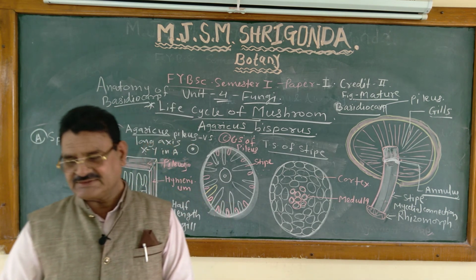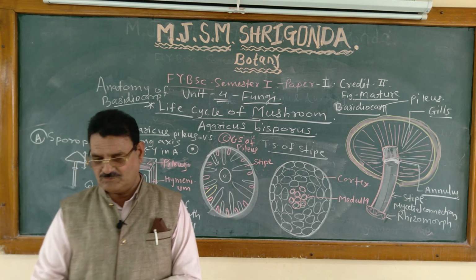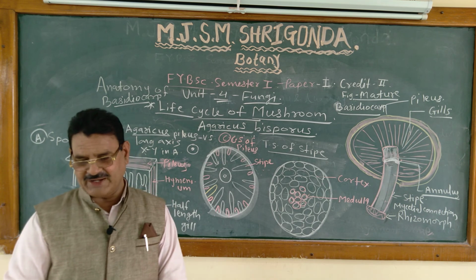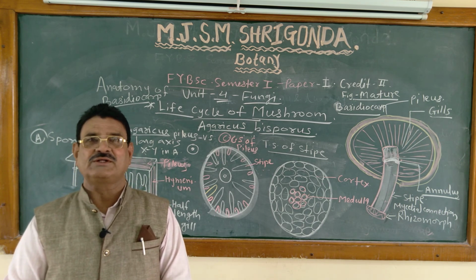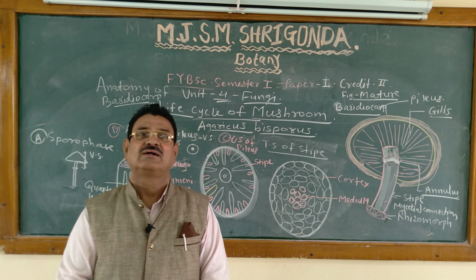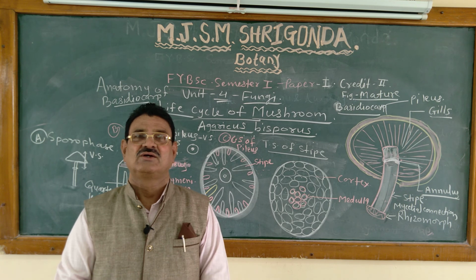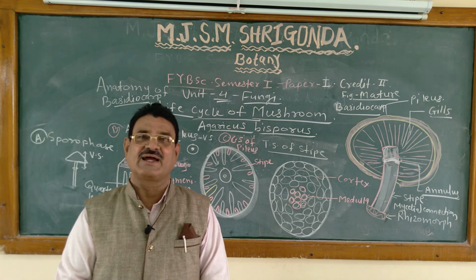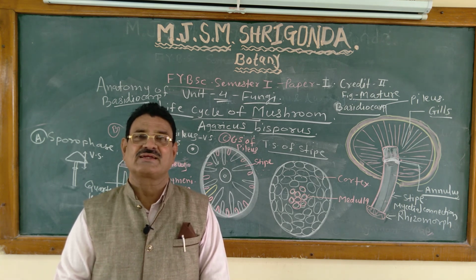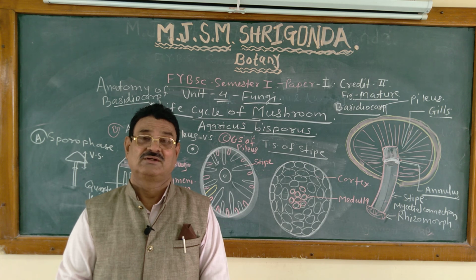Then the systematic position of the mushroom Agaricus bisporus. Kingdom Mycota, division Eumycota, subdivision Basidiomycotina, class Hymenomycetes, subclass Holobasidiomycetes, order Agaricales, family Agaricaceae, genus Agaricus, and species bisporus. And Agaricus bisporus is a homothallic species.